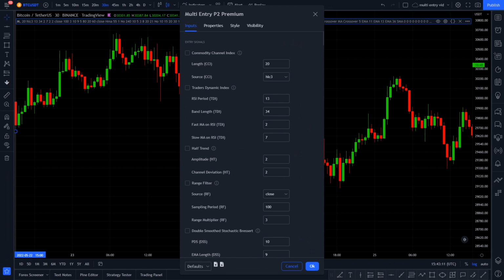Okay, once you open up the multi-entry Part 2 premium script, on the top you can find all the 13 different entry signals. If you want the strategy to use a specific entry signal indicator, you just have to tick the box next to it.